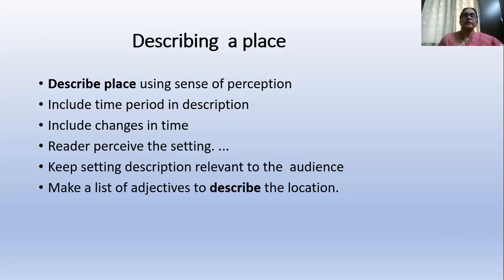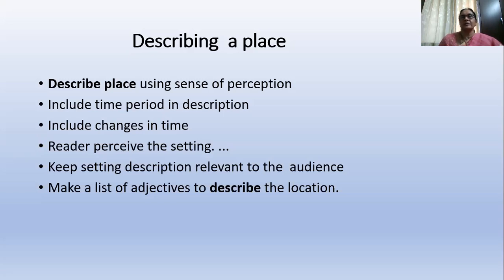Now the present topic is describing a place. We already learned how to describe a person and describe a thing. Now we are describing a place. While describing a place, how will we do it? Because a place is mostly something we see, we use our sense of perception here. That means our perceiving skills are mostly used to describe a place.